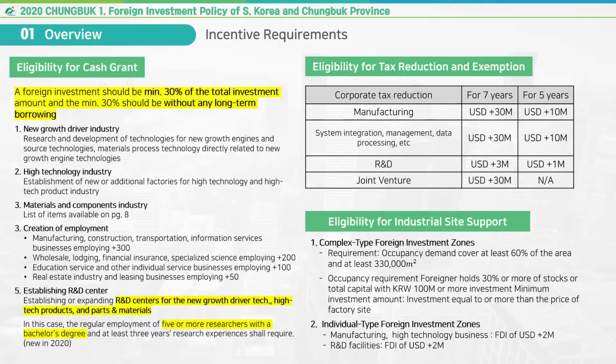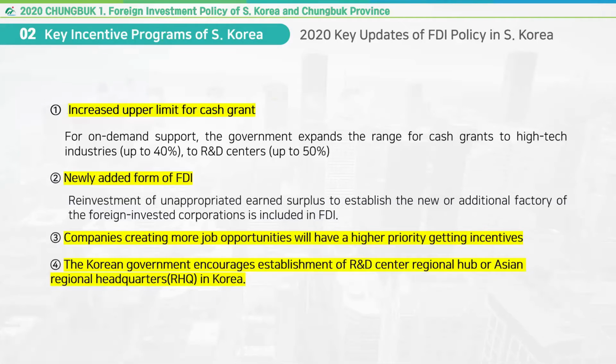The requirements for tax benefits are different by types and industries. Industrial site support differs in terms of rent provision and rent fee depending on site type or location. Please contact us about the detailed qualification requirements. On this slide, I want to explain key updates of FDI policy revised this year. As mentioned previously, the Korean government has increased the upper limit of cash grant for FDI firms.